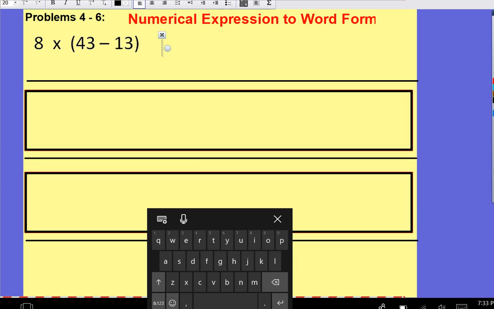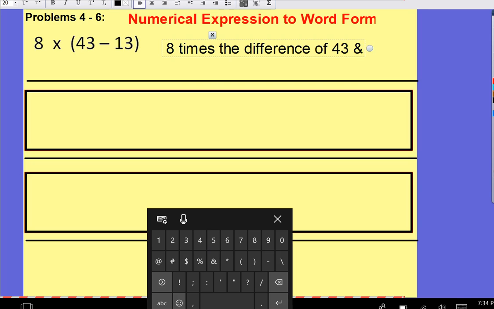So let's say find the or multiply 8 times, or we don't even have to put the word multiply, we could just say 8 times the difference of 43 and 13. And that's the word form for what we have there. So let's take a look at the next one.